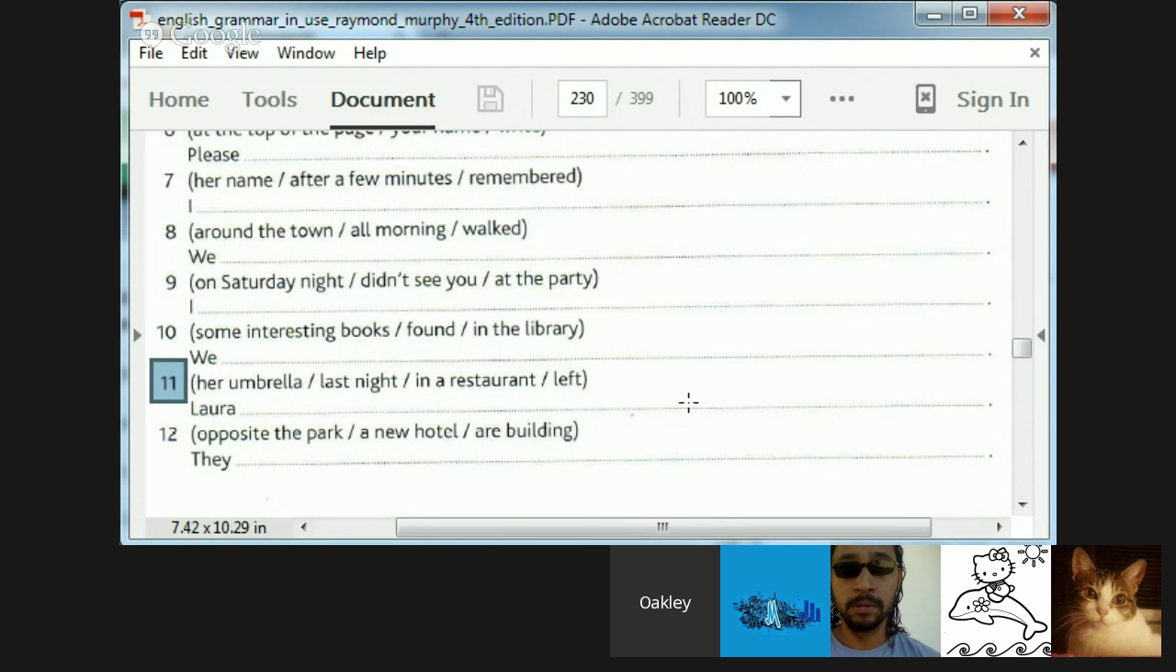Okay. As I said way earlier in the class, there's actually no absolutely strict rule about this. So, can you? Yeah, you can. Does it sound strange? Wait, let me say it again. Laura left her umbrella last night in a restaurant. I do hear native speakers do this occasionally.